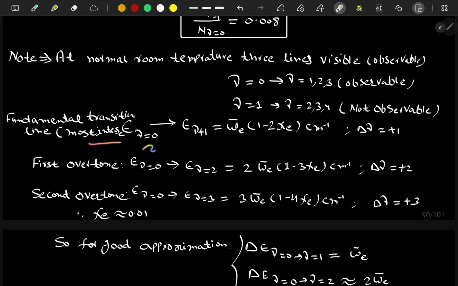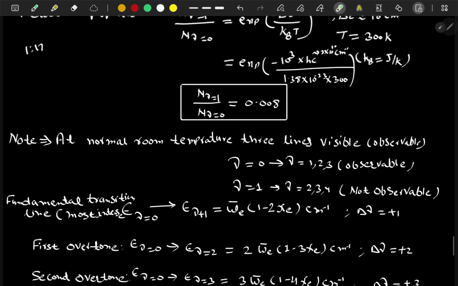Now fundamental transition we considered m equal to 0 which will be most intense. So mu equal to 0 to mu equal to plus 1 which is observation. For observation what will we do? Final minus initial. So what will you get? Just put in the value. What was the delta mu?